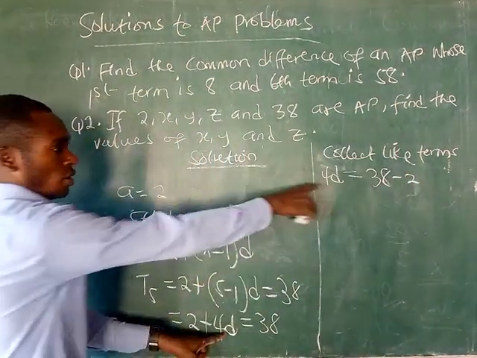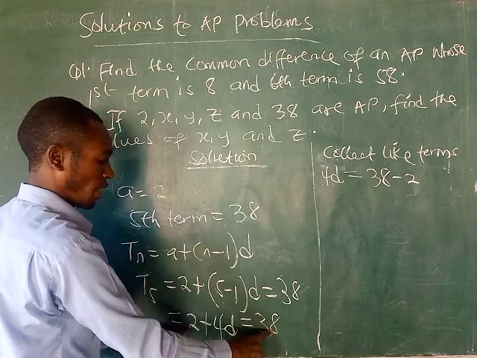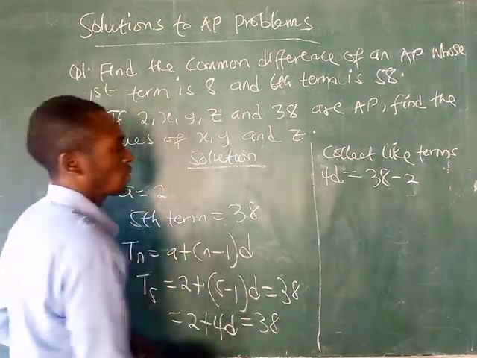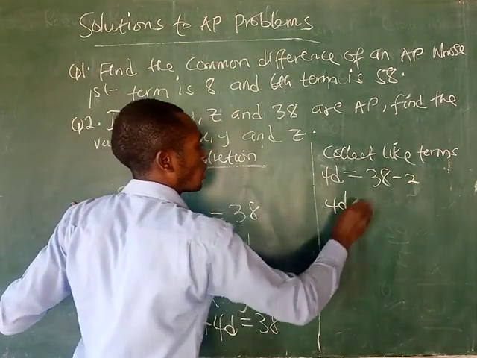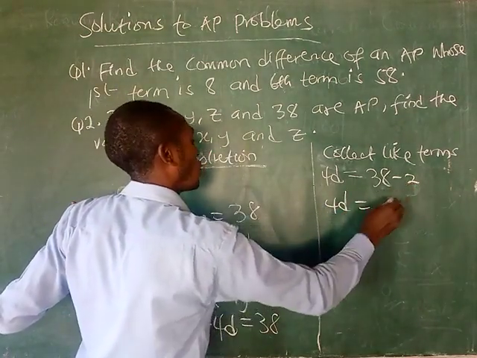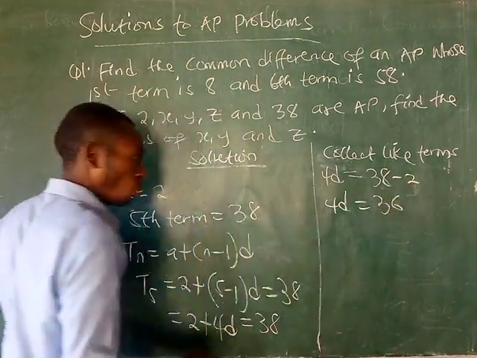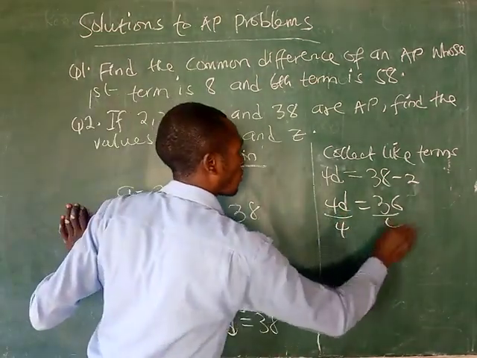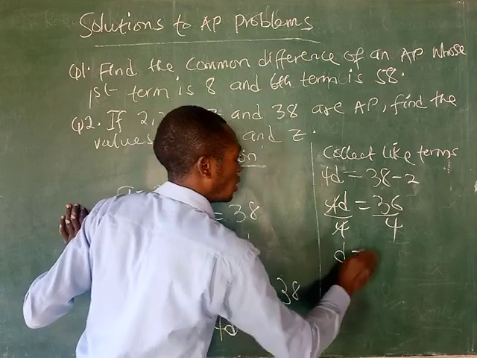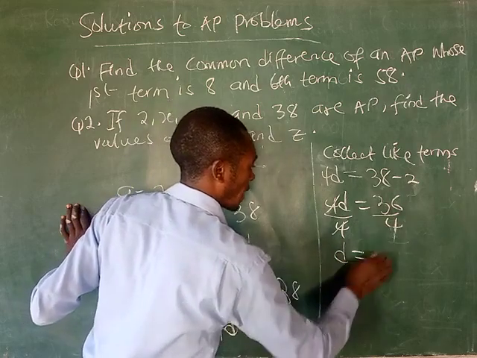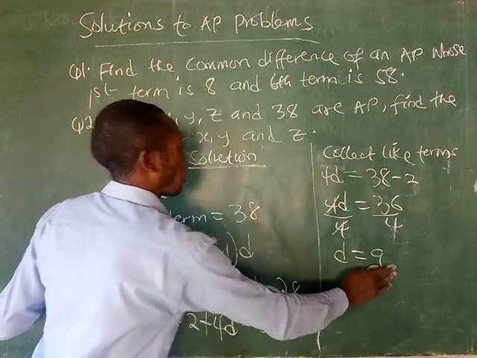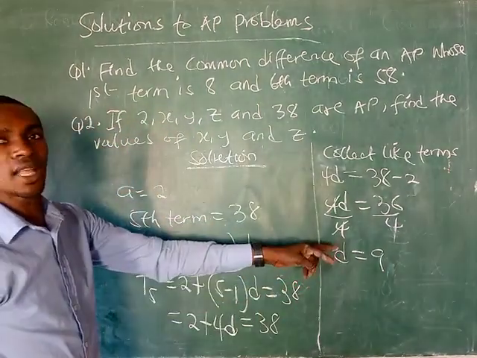4D equals 38 minus 2, because this 2 crosses the sign of equality and becomes a minus sign. So we have 4D equals 38 minus 2, which gives us 36. We divide both sides by 4 because we're looking for D. So we have 4, this cancels this, we have D equals 9. 36 divided by 4 will give us 9. So our common difference is 9.